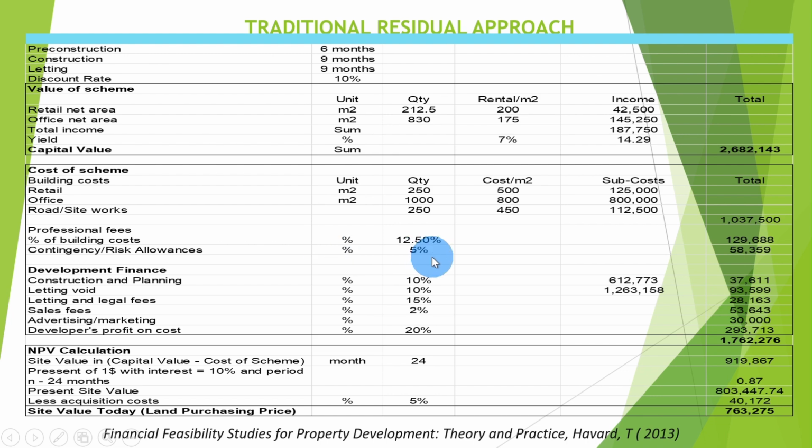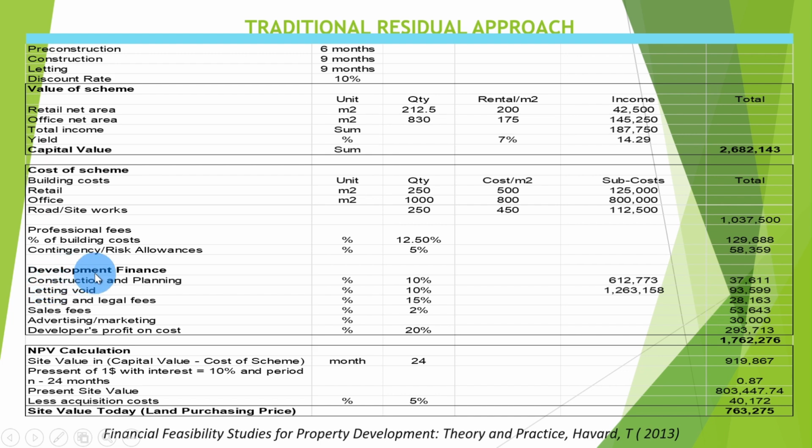Now we temporarily use 5%, but in a real project, we have to determine the risk factor and use a multi-calculator model to determine the risk. But for this video, I just use 5% contingency, 5% of construction cost.